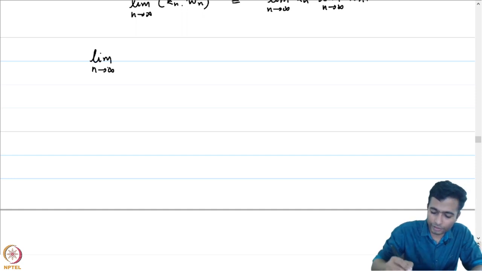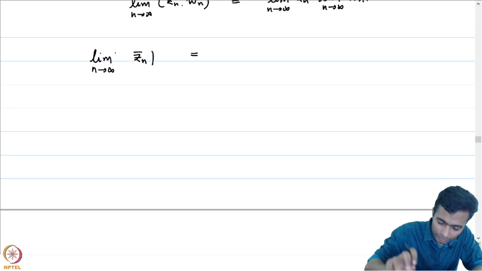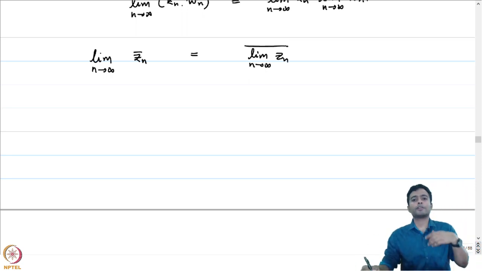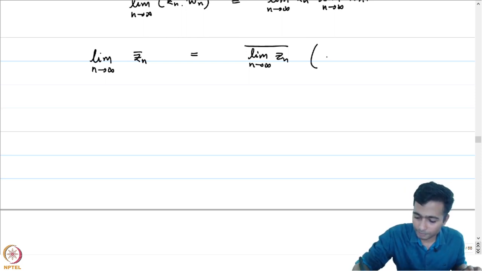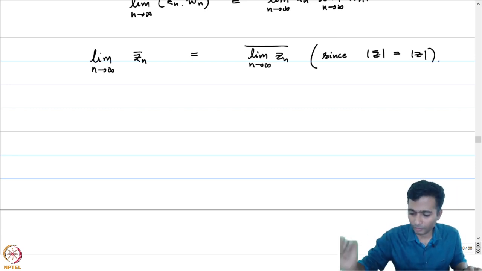The limit as n goes to infinity of Zn bar is going to be equal to the conjugate of the limit of Zn. The limit of a sequence of conjugates is going to be the conjugate of the limit. This is basically telling us that the operation of conjugation is a continuous operation. And this follows, let me just say that this is because the absolute value of z bar is the same as the absolute value of z.